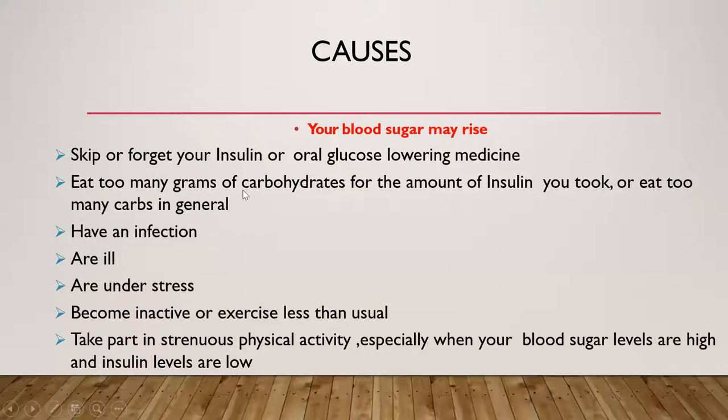Eat too many grams of carbohydrates for the amount of insulin you took, or eat too many carbs in general. Another reason for blood sugar rise is when we have carbohydrates in too much amount, meaning we eat too much food that has carbs, and because of that the insulin level also changes. Have an infection, or be ill or under stress, become inactive or exercise less than usual, or take part in strenuous physical activity, especially when your blood sugar levels are high and insulin levels are low.